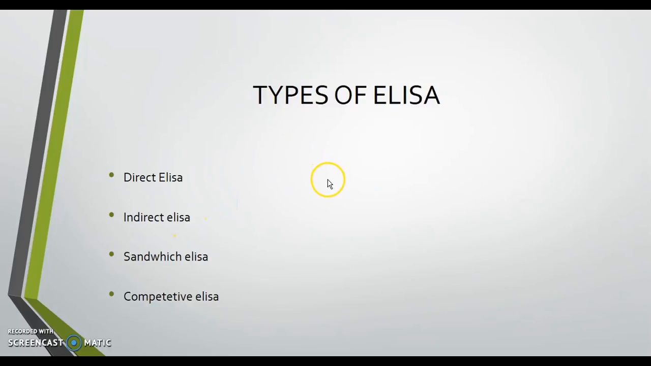The types of ELISA. There are basically four types of ELISA: the direct and indirect ELISA, the sandwich ELISA, and the competitive ELISA.